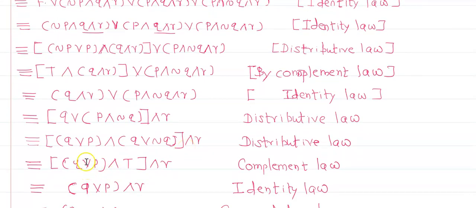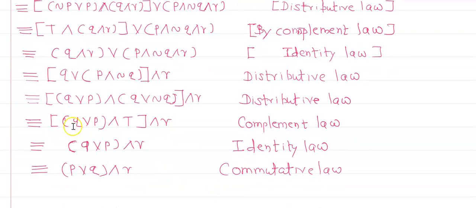Now the next is, again, this Q is distributed over these two, that is P and negation of Q. Therefore, it is written as P or Q and Q or negation of Q, and this and R as it is, by using the distributive law. Again, what is the value of Q or negation of Q? Q or negation of Q is T by using the complement law.